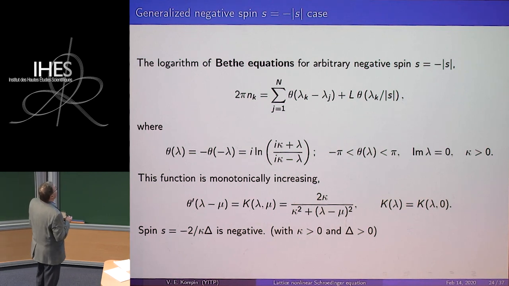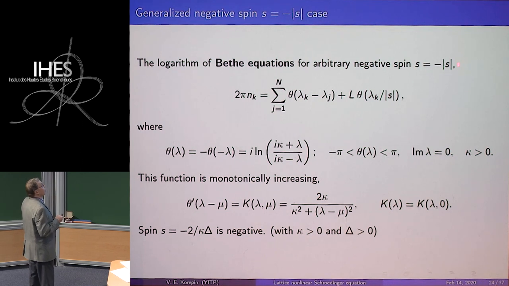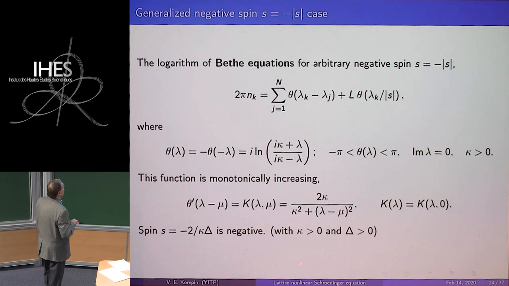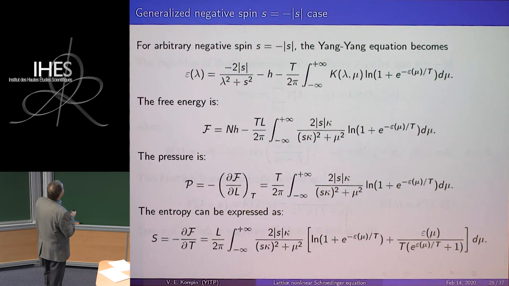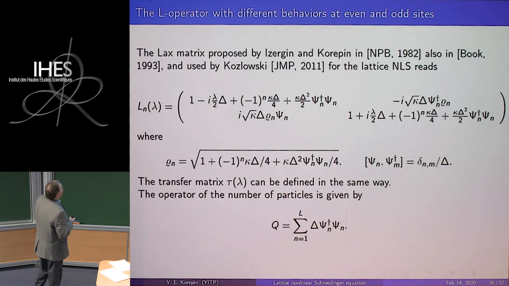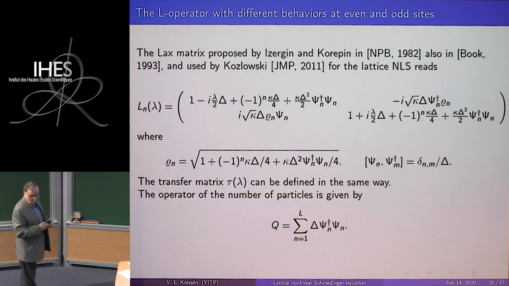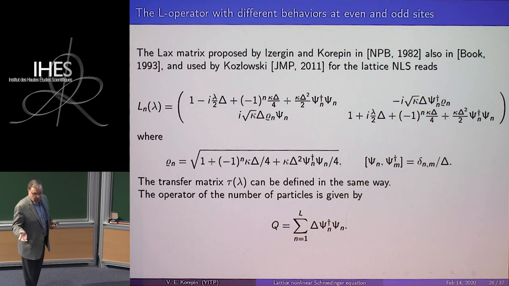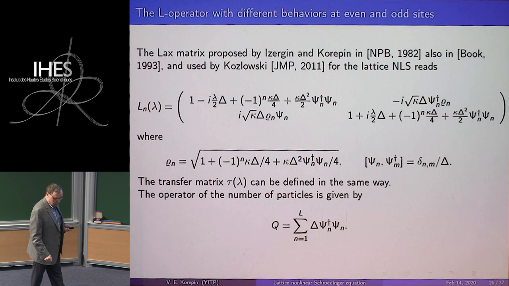All of this can be done for other values of negative spin. Here I decided to deviate from Professor Karchemsky and consider not necessarily minus one, but maybe some other number. Everything goes through. These are the Bethe equations. This is thermodynamics, entropy. Everything works. Okay, so this was so far the analysis of the Hamiltonian of Takhtadzhan, Faddeev, and Tarasov.